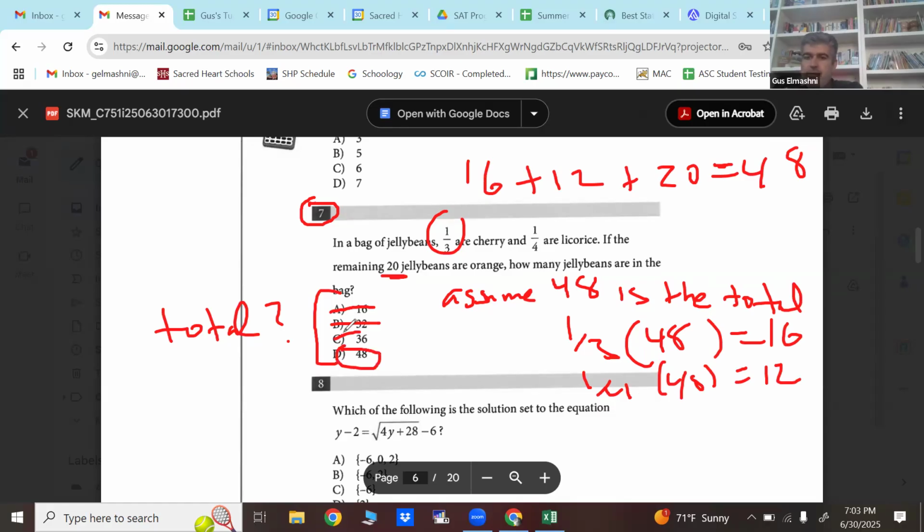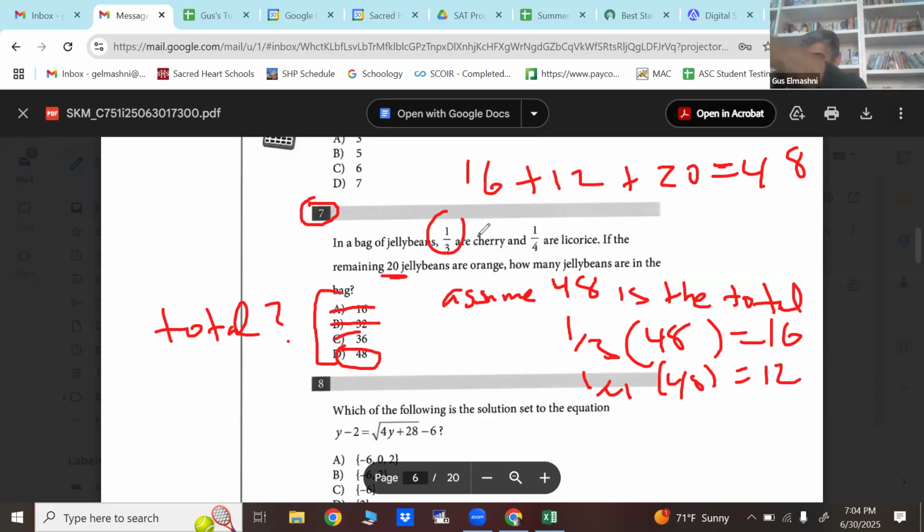Wait, what did you do with the 20? Oh, I brought it back in because once I did the fractions for cherry and licorice, remember cherry was 1/3 and licorice was 1/4. Once I took 1/3 of the total, then I added 20 to those other 2 numbers because I found the exact number of cherry and the exact number of licorice. See, here's the thing. You have 3 flavors, right? We have fractions for each of those 3, and we have exact numbers for each of those 3.